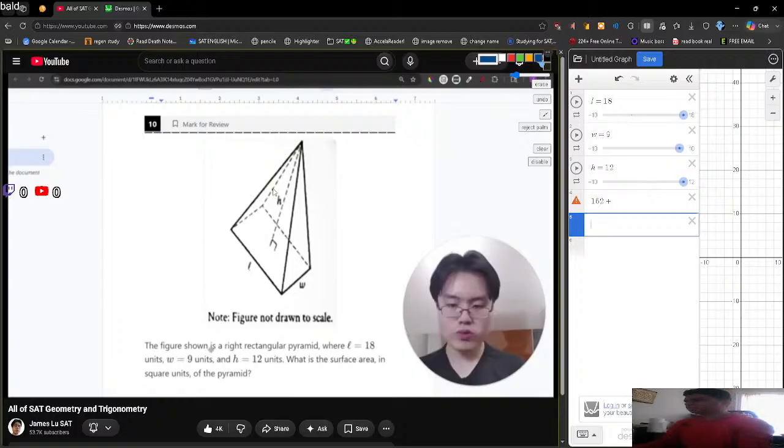now we need to find this part and this part. When we find this part, we can times it by 2 to get that one and this one also. You are not allowed to do length times height and then times 1/2 because this height and this line are two different things. So you have to do it here.